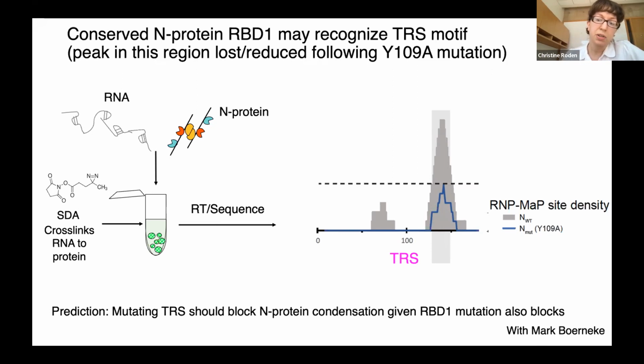And what stood out to us almost immediately is the difference between this gray trace and the blue trace. So wild type protein has an intense peak right near the transcription regulatory sequence, or TRS, whereas the mutant has almost completely lost the ability to cross-link specifically in this region of the RNA fragment in question. So our prediction for this is that the TRS is the primary motif that's being recognized by the N-terminal RNA binding domain 1, and that mutating the TRS should block N protein condensation, given RBD1 mutation also blocks condensation.